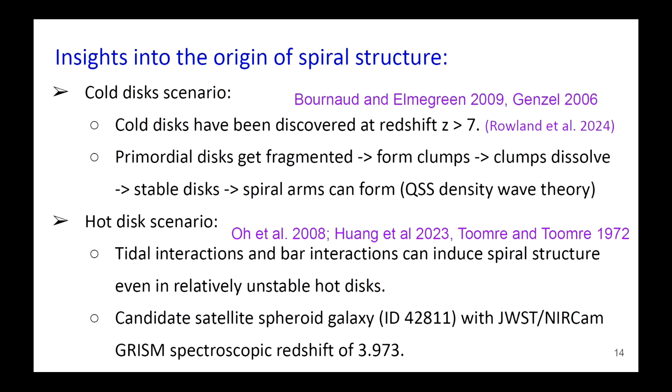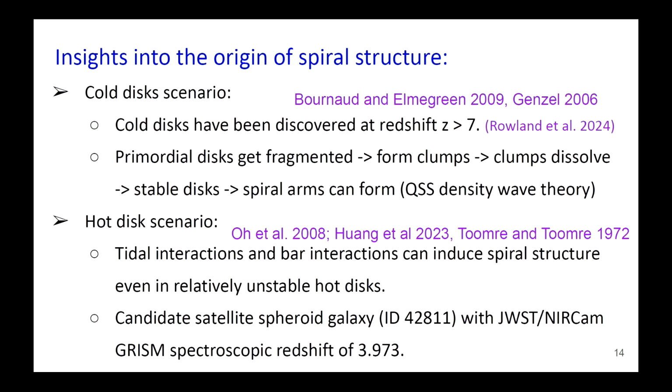So now we have to think about what led to the formation of this galaxy. So there are two scenarios, cold disk scenario and hot disk scenario. Earlier it was believed that cold disks are not present at these redshifts, but now they have been discovered up to redshifts of 7.